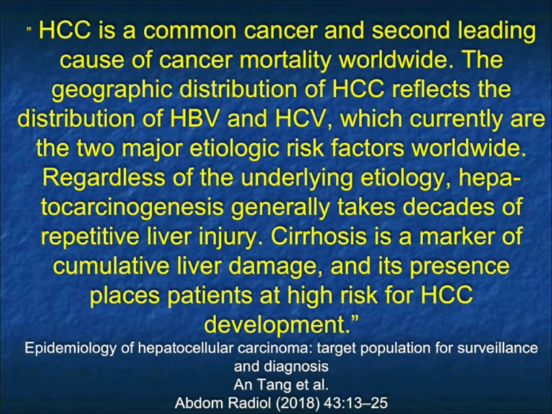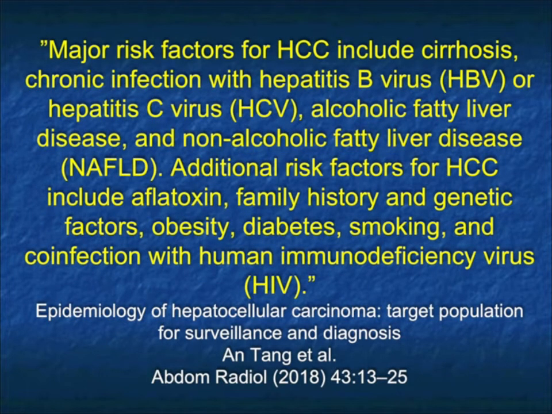and a leading cause of worldwide mortality. The geographic distribution of hepatoma reflects the distribution of hepatitis C and hepatitis B, which are the two major etiologic risk factors worldwide. Cirrhosis is a marker of cumulative liver damage, and its presence places patients at increased risk for hepatoma. So we know that. When we look at patients with cirrhosis, we're going to be extra careful looking particularly for smaller lesions.